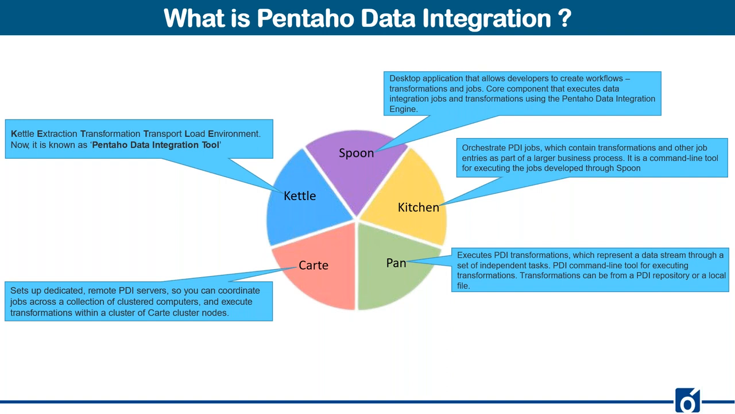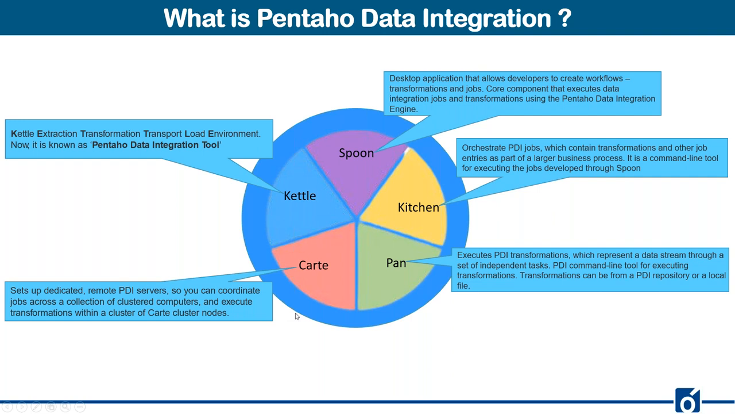But now it is known as Pentaho Data Integration Tool, because in 2004, Pentaho had acquired Kettle, and since then, Kettle is known as Pentaho Data Integration Tool. But still, what is Kettle? Kettle is actually everything. The complete environment is called Kettle, right? So it is not one slice of this circle, but it is everything. It is the complete environment.